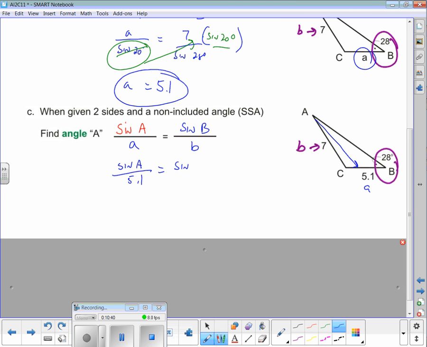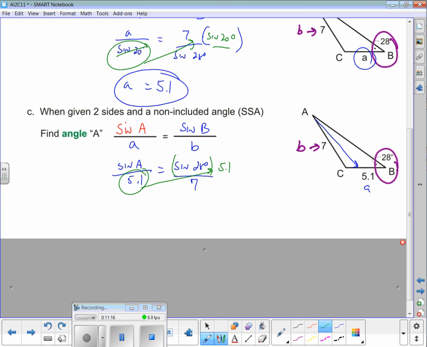Sine B is the sine of 28 degrees, and side B is 7. All right, just like before, things in the bottom go to the top across the equal sign. Be careful here. Remember, trig functions are a quantity. If you tried to punch in sine, then 28 times 5.1, your calculator might think that it's 28 degrees times 5.1 and then take the sine. You don't want to do that.